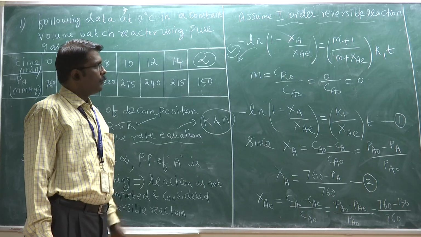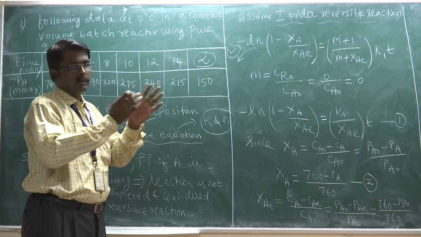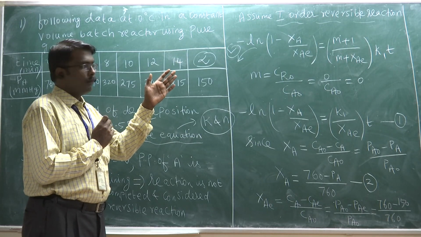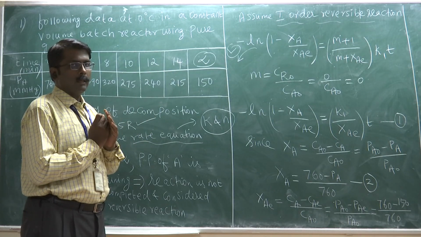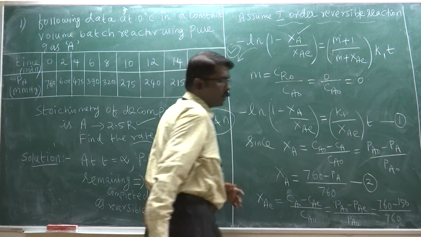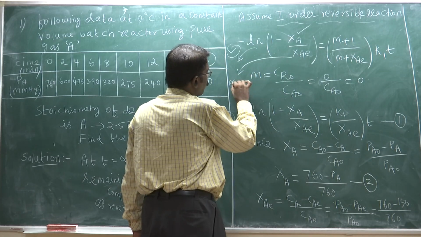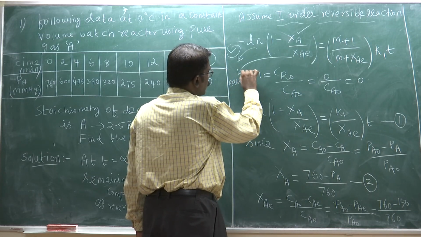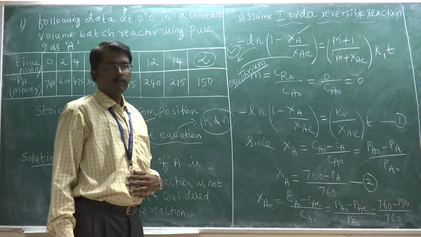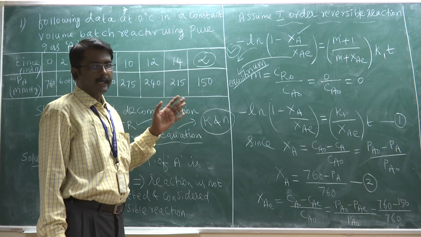Minus logarithm of (1 minus XA by XAE) is equal to (M plus 1) times k, with some terms there. Already we have learned this equation, and the variables in the equation we learned in the previous classes. Now XA corresponds to the conversion of component A. XAE corresponds to the conversion at equilibrium, because the reversible reaction will reach a condition called equilibrium. So XAE is the conversion of A obtained at equilibrium.